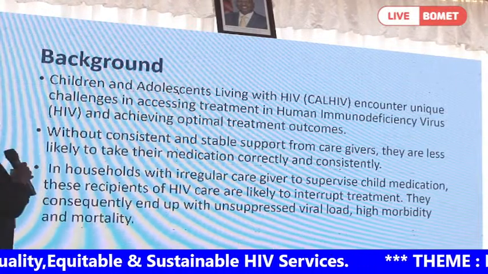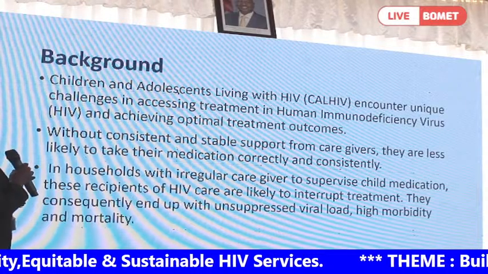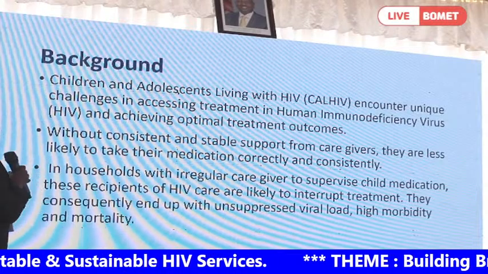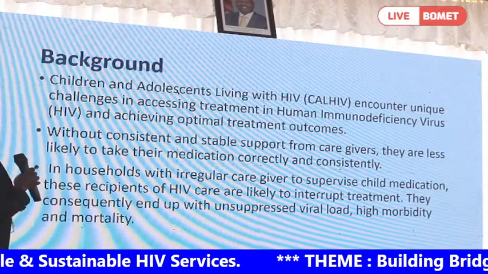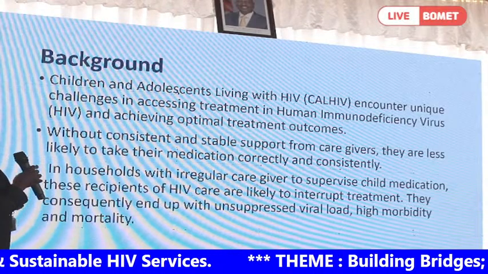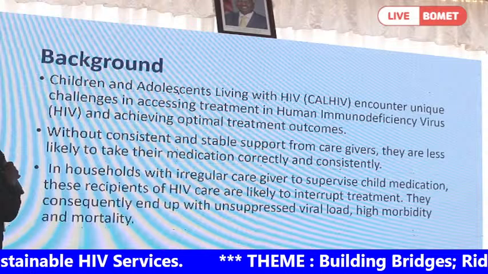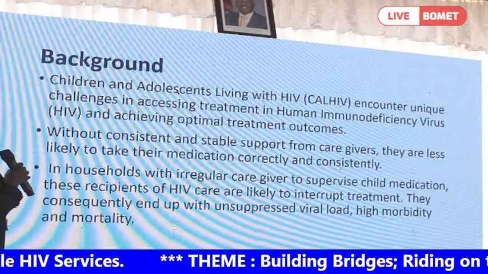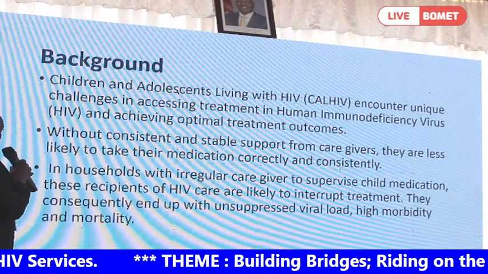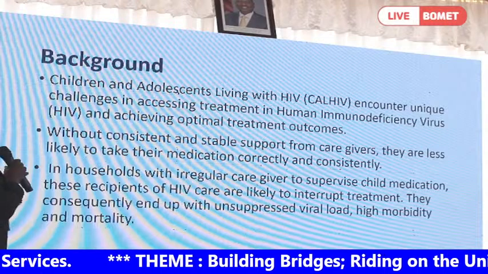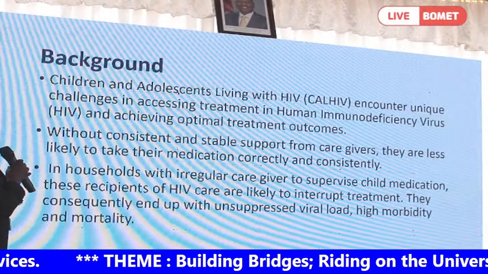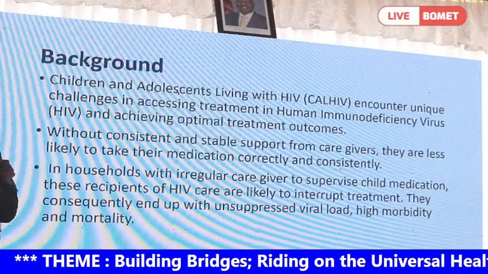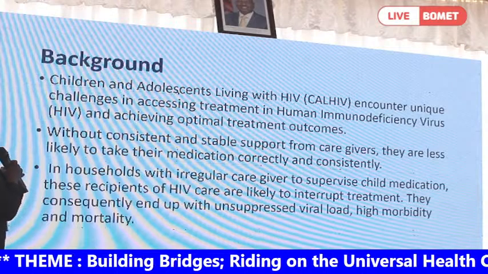Background. Children and adolescents living with HIV encounter unique challenges in accessing treatment and achieving optimal treatment outcomes. Without consistent and stable support from caregivers, they are less likely to take their medications correctly and consistently. In households with irregular caregiver support for child medication, these recipients of HIV care are likely to interrupt treatment. They consequently end up with unsuppressed viral load, high morbidity, and mortality.